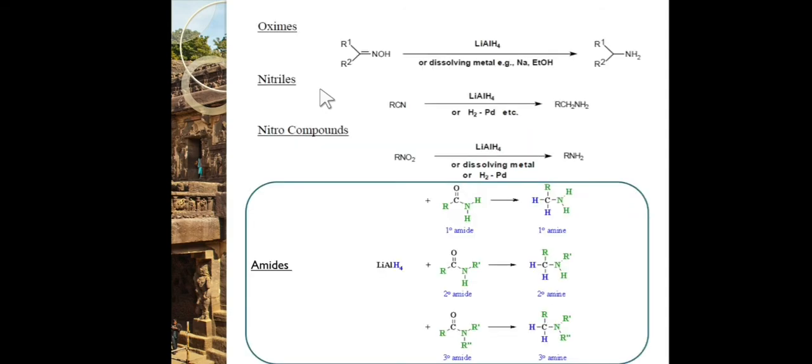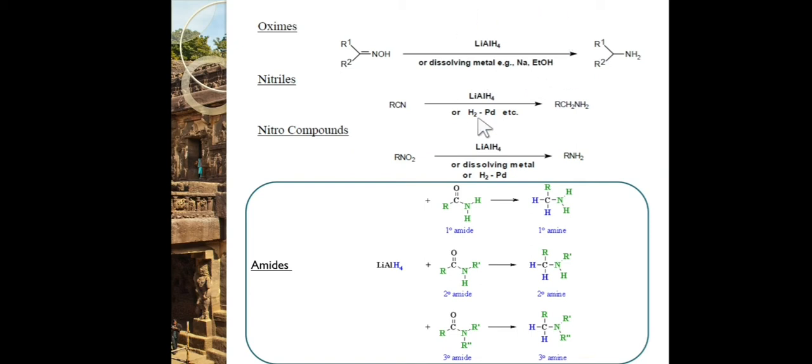Amines can be prepared by reduction of oximes, nitriles or nitro compounds. If we reduce the oximes, nitriles or nitro compounds, we get primary amines. For the secondary and tertiary amines, we need to reduce amides. Amides can be easily formed by the reaction of acyl chloride and amine. So these strategies we will apply for the retrosynthesis of amines.